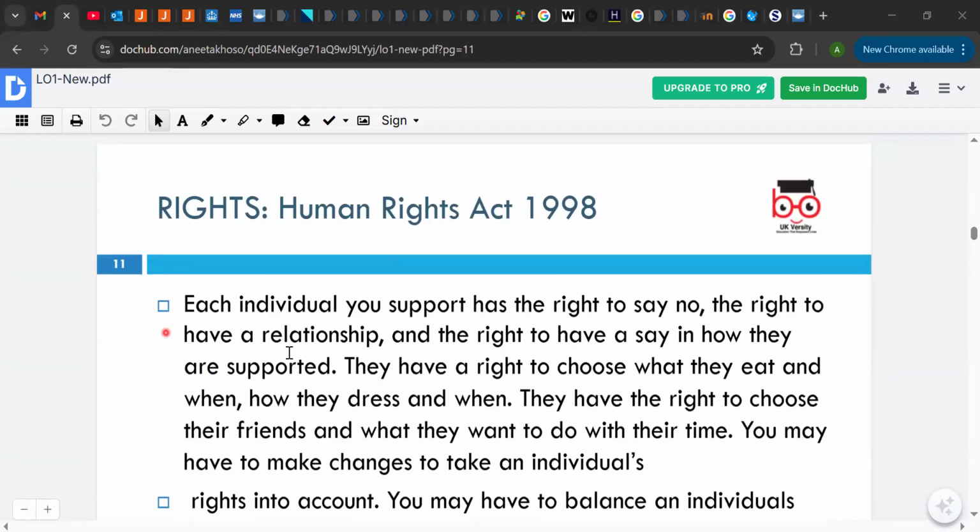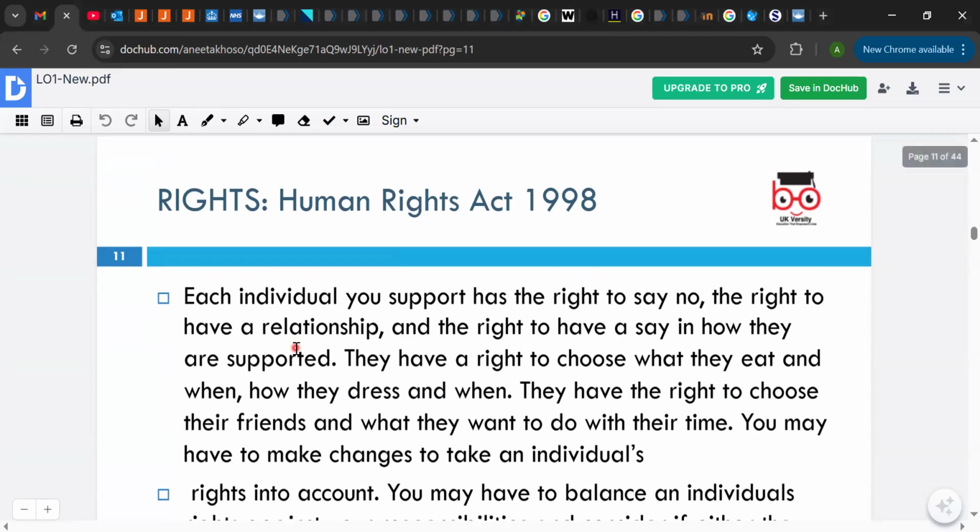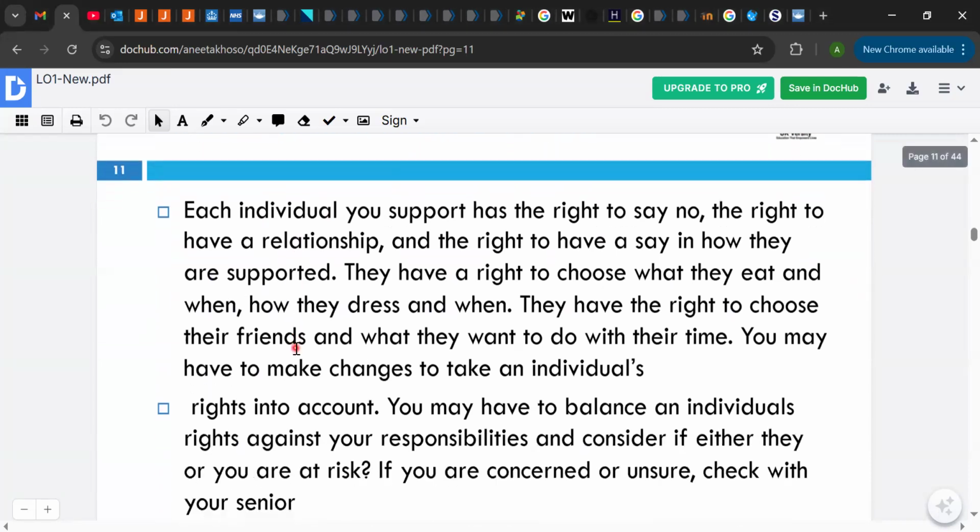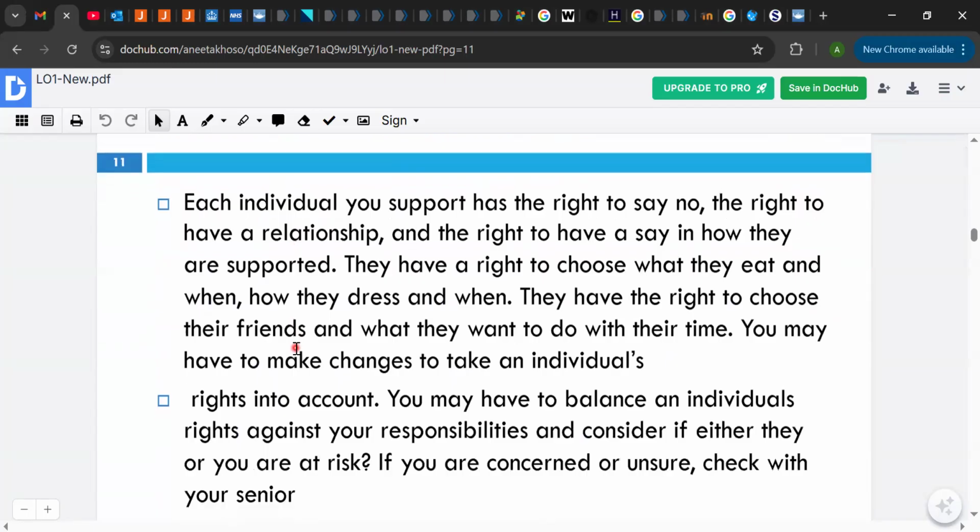Then a bit about what human rights are, a bit about the Human Rights Act 1998. So according to this, each individual you support has a right to say no, the right to have a relationship, the right to have a say in how they are supported. Okay, so this is again individuality. They have a right to choose what they eat, when and how they want to dress. They have the right to choose their friends and what they want to do with their time.